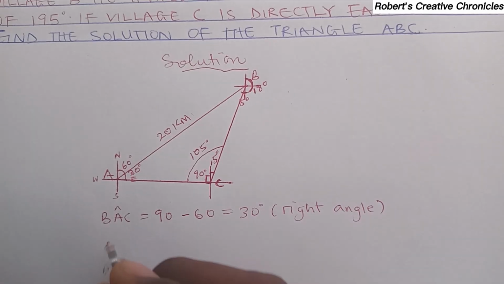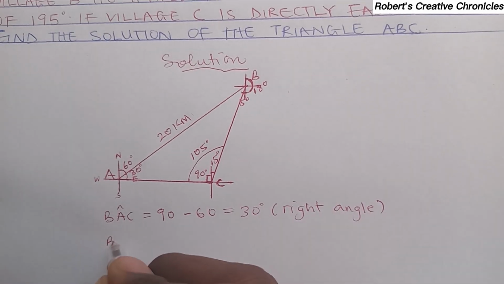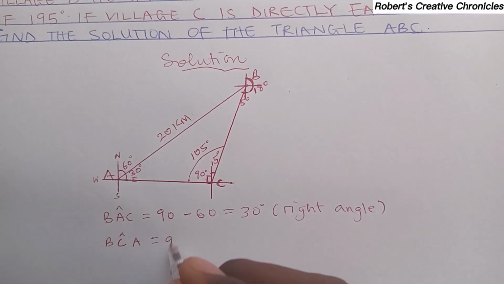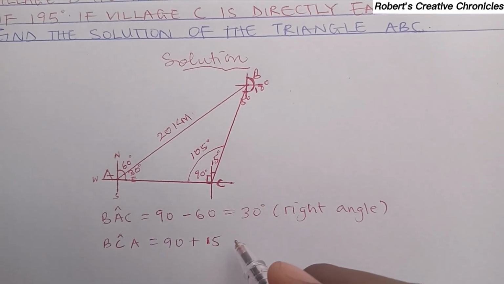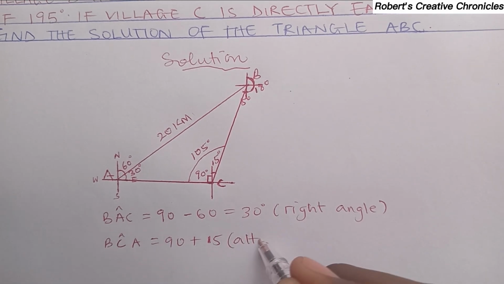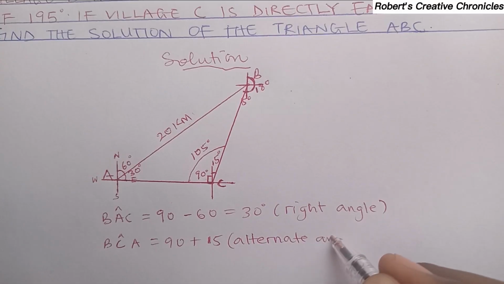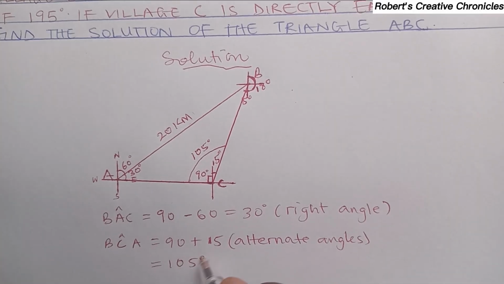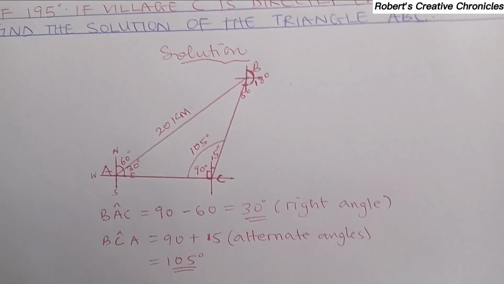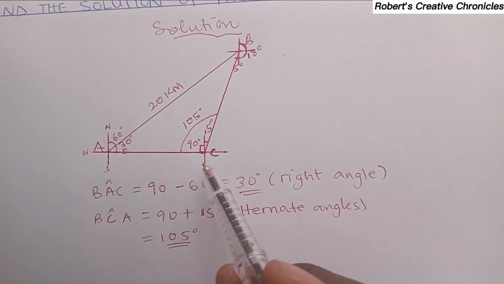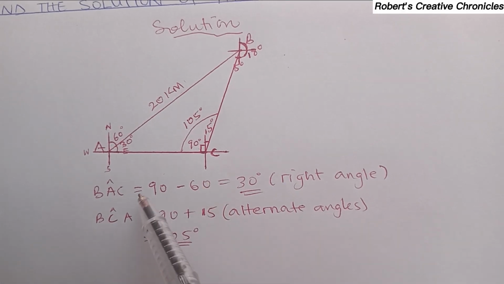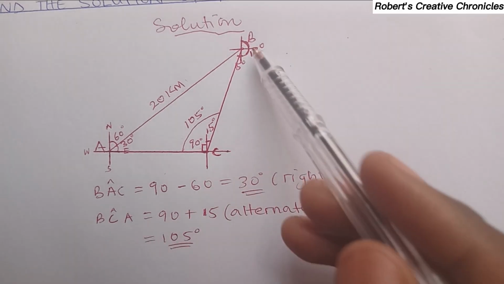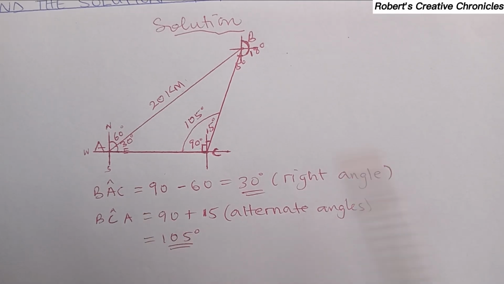Then here is what? That is BCA. BCA is what? 90 plus 15 degrees. This 15 is a result of alternate angles, which is equal to 105 degrees. So this is BAC. BAC is what? Is 30 degrees. Then BCA is 105 degrees.